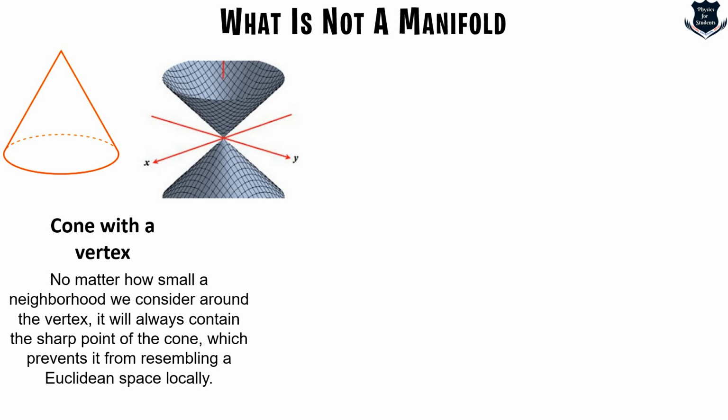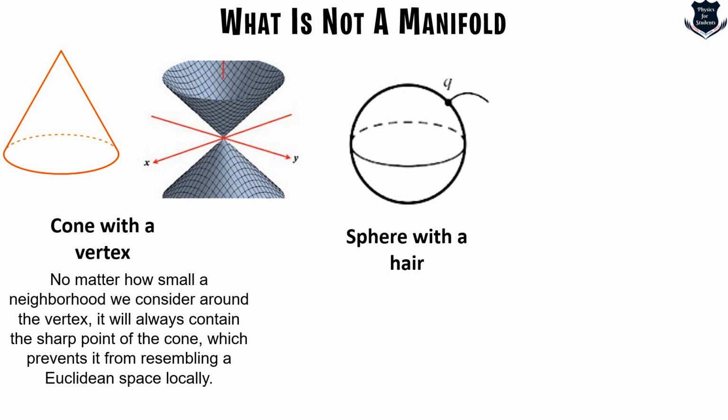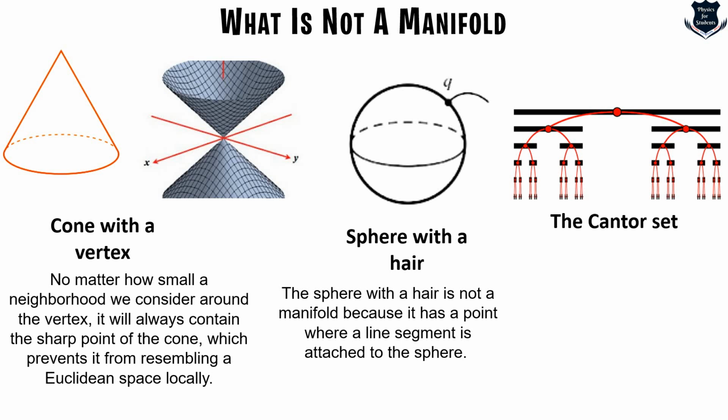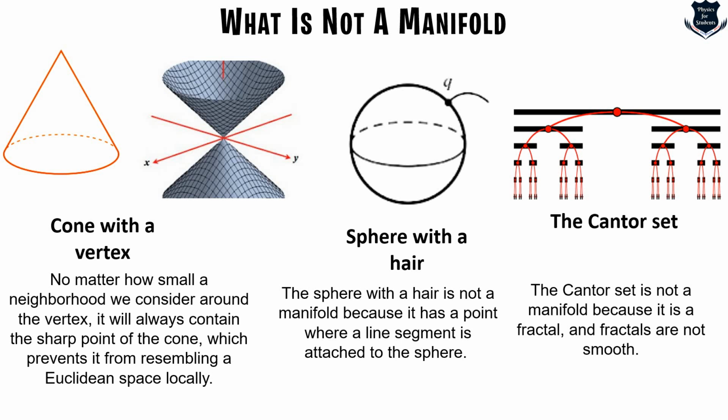Then comes another example. This is called a sphere with a hair. The sphere with a hair is not a manifold. Why? Because there is a point where a line segment is attached to the sphere. Again, the point is not locally homeomorphic to any open set in Euclidean space, so hence it is not a manifold. Lastly, the Cantor set. The Cantor set is not a manifold because it is a fractal and fractals are not smooth. The Cantor set is made up of an infinite number of points and it is impossible to zoom in on the Cantor set enough to find something which is locally homeomorphic to Euclidean space. These examples now clear out the doubt about what is a manifold and what is not a manifold.